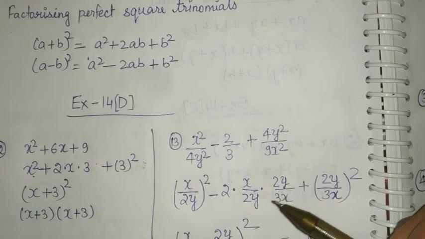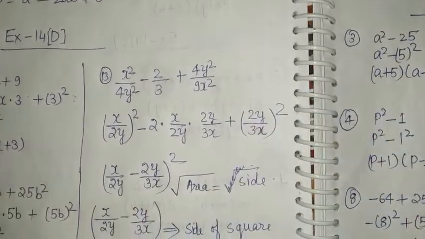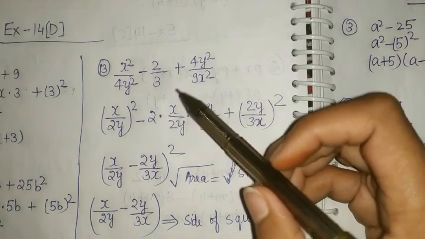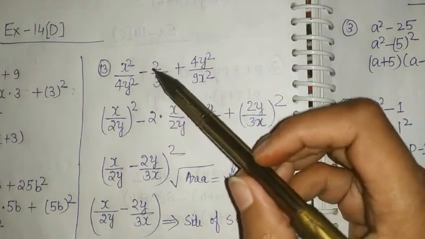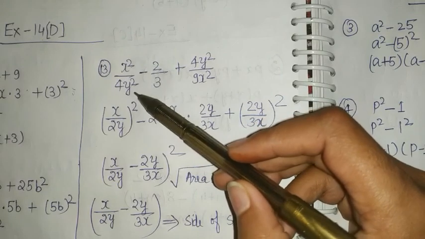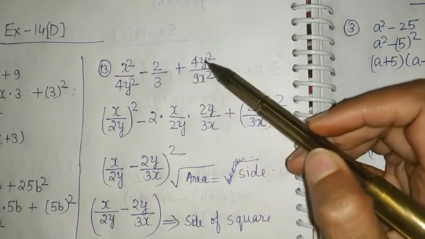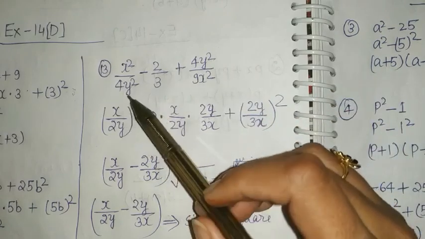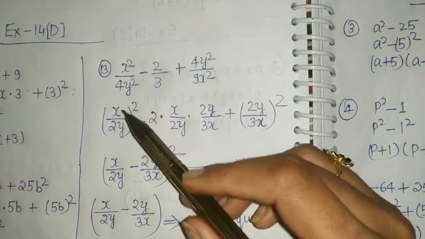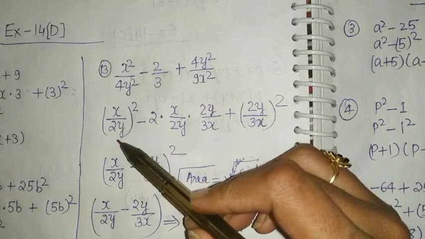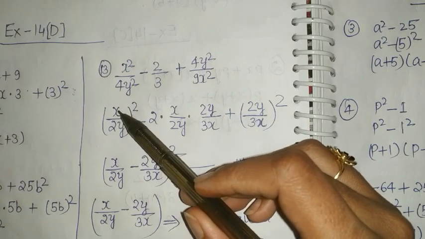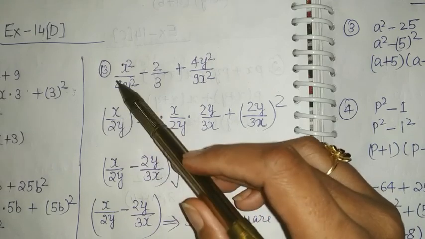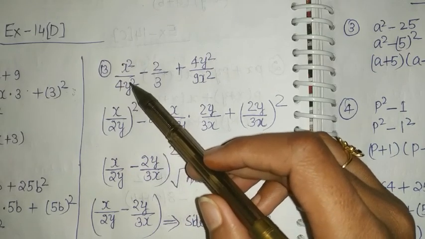Another example is in question number 13. Area is given, you have to find the side of the square. So the area given is x square upon 4y square minus 2 by 3 plus 4y square upon 9x square. So simply we have to change the format, or we have to make a perfect square. So what we have to do, we will write here (x upon 2y) whole square. This 2 square will be equal to 4. Rest all the terms you are getting as it is.